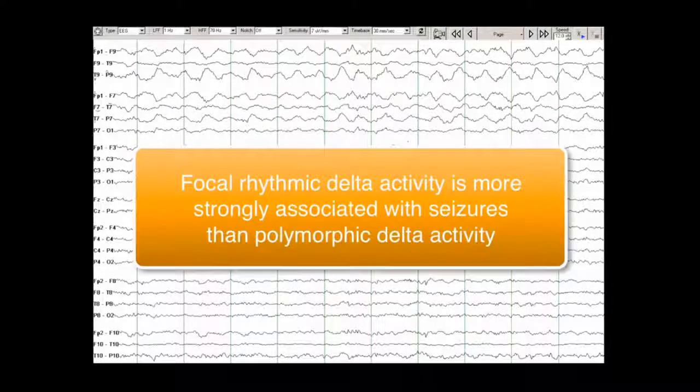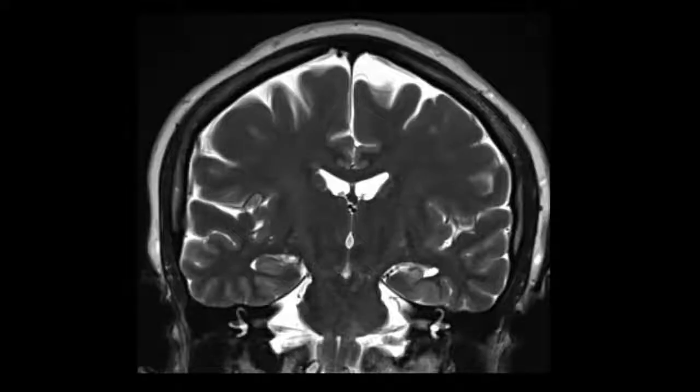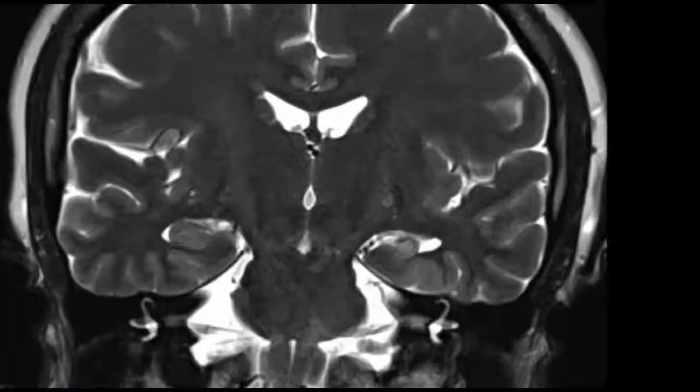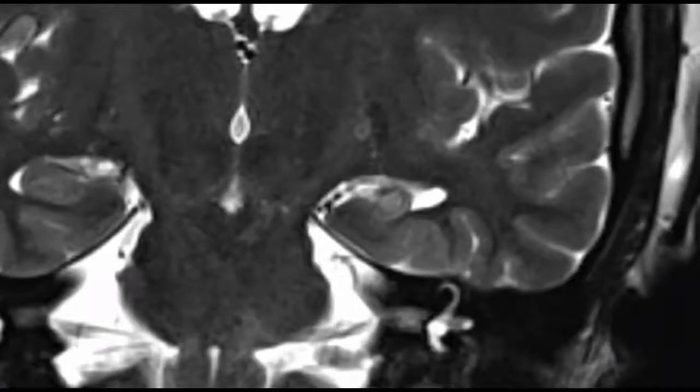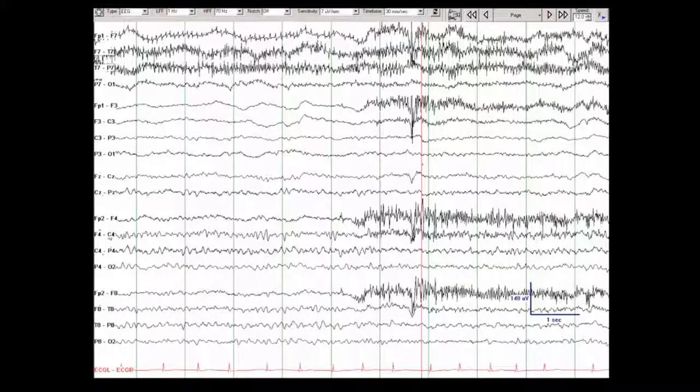Rhythmic delta activity might indicate a slightly higher predisposition towards seizures, and therefore these patients need to be watched carefully. This recording was taken in a patient with temporal lobe epilepsy. Here is this patient's MRI, where you can see a very small atrophic hippocampus on the left side. This patient has epilepsy due to left mesial temporal sclerosis. This is one of my favorite teaching EEGs because it shows an entire clinical story on one page.